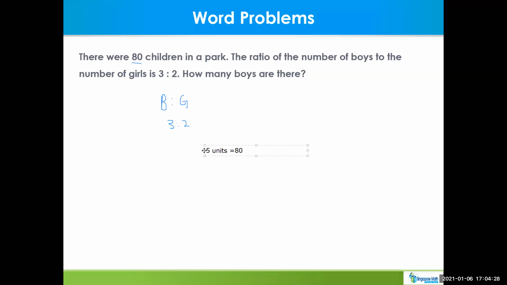And then 1 unit would be 16. Now you want to find the number of boys, which is 3 units, so you should get 48. Well done, very good. Let's move on to the second one.